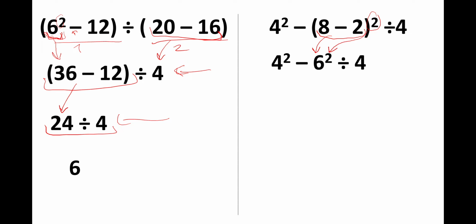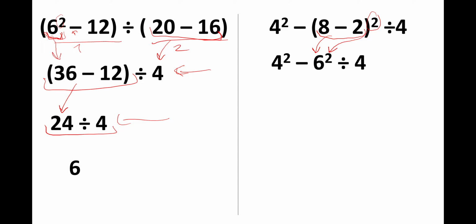Now in this step over here, according to PEMDAS, no parenthesis, E for exponents. I have two exponents over here, so I'm going to find their value. 4 squared is 4 times 4, that's a 16. 6 squared is 6 times 6, that's a 36. And drop down the other operations and the 4.